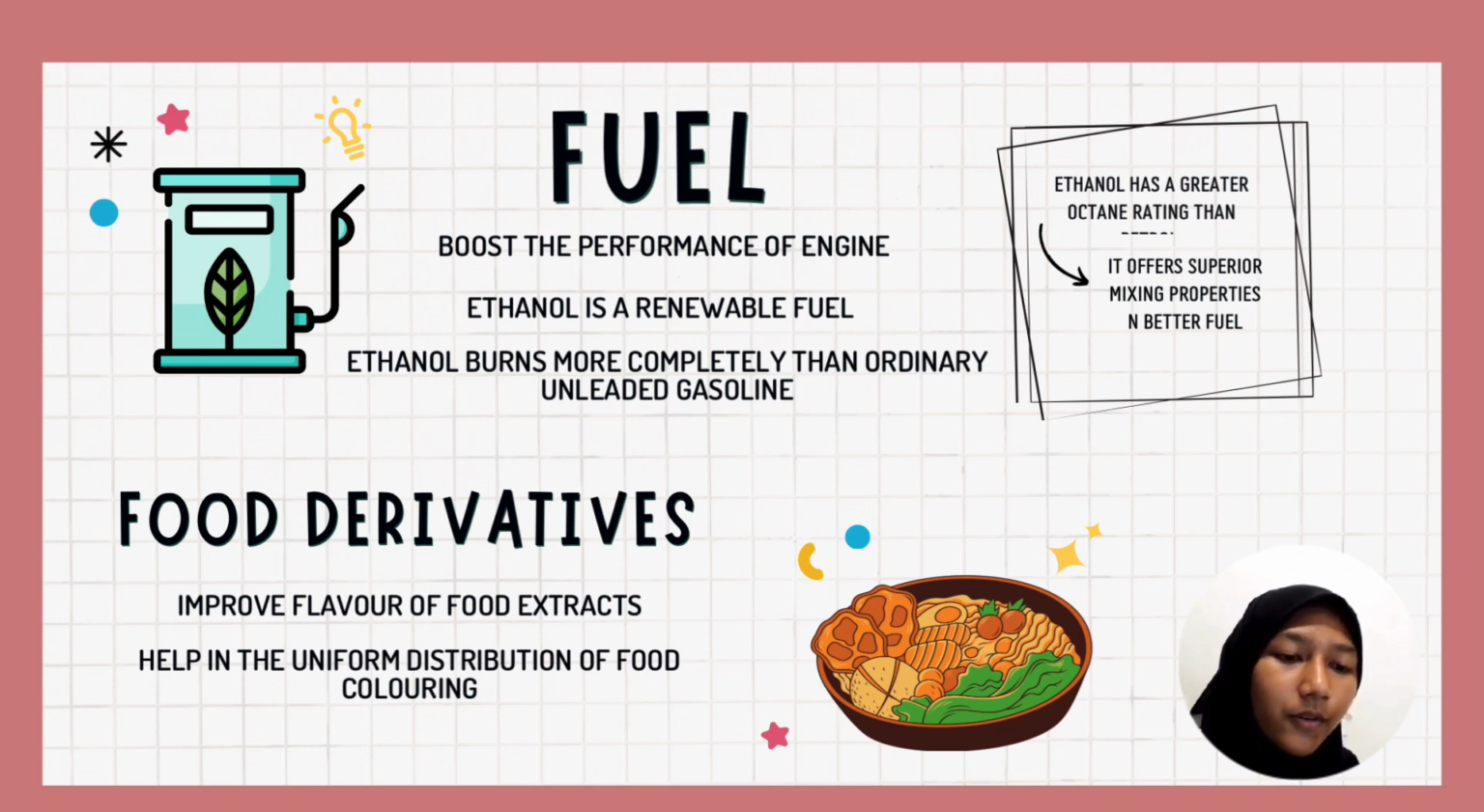For food derivatives, ethanol can help to improve the flavor of food extracts, such as with the use of MSG and so on. Other than that, it also helps in the uniform distribution of food coloring. For example, vanilla extract and also other fruit flavoring, like that will make the food become tastier.